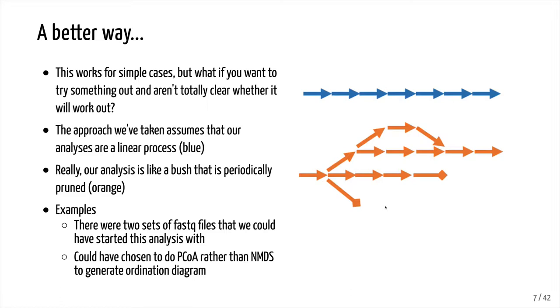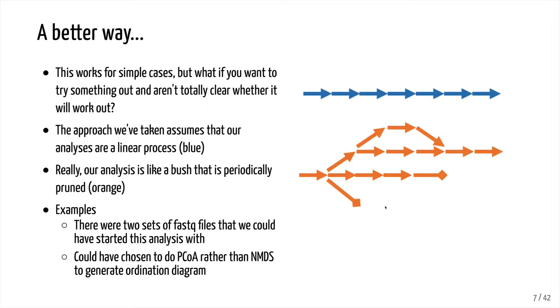For example, there are two sets of FASTQ files that we could have started this analysis with. We could create a branch, so to speak. We haven't talked about how we do that yet, but we could create a branch using one set versus another, and then we could compare the branches, and then when we decided which set of files we wanted to use, we could merge that branch into our master branch, and then just leave the other one there to sit.